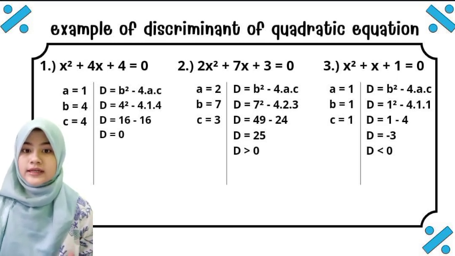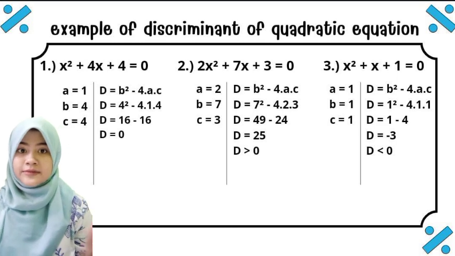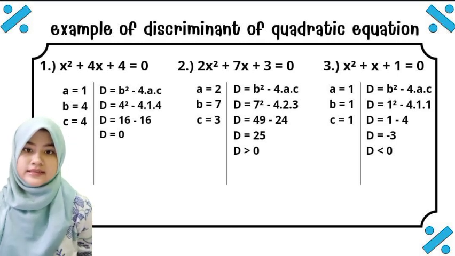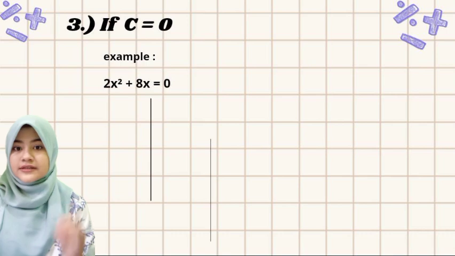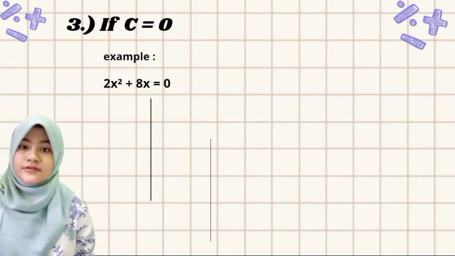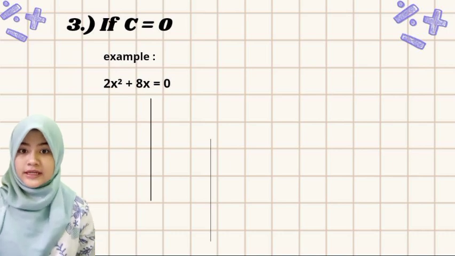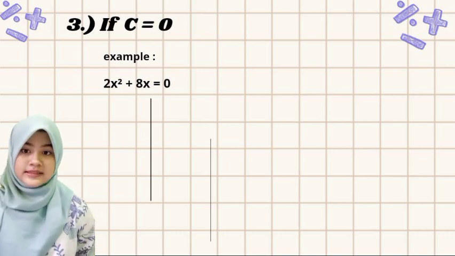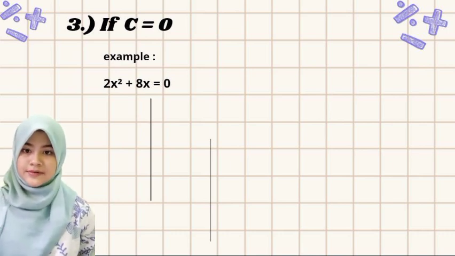So this quadratic equation has roots that are imaginary numbers. By using this discriminant, we can estimate the result of a quadratic equation. The third method in the quadratic equation formula is if c equals 0. In this way, we will immediately practice it on an example problem.